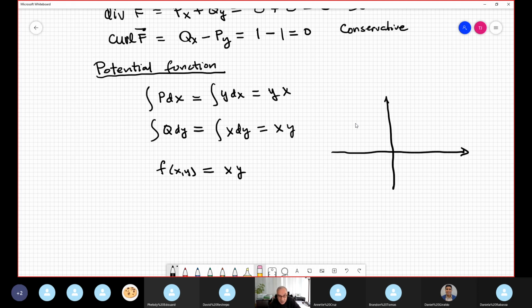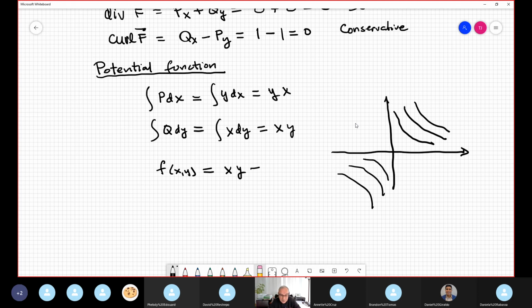We can interpret this like an equipotential curve, like a level curve. This is a parabola, no, sorry, the hyperbola. Like that. The other branch of the hyperbola, like that.